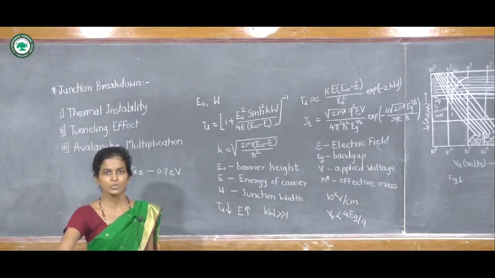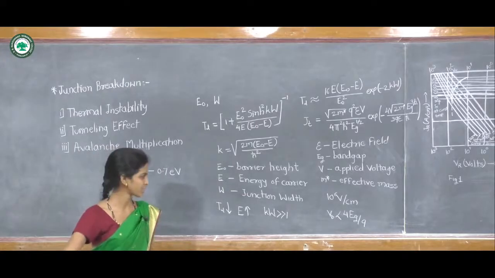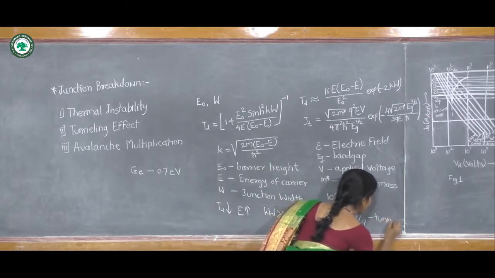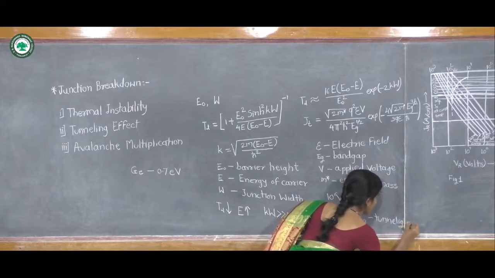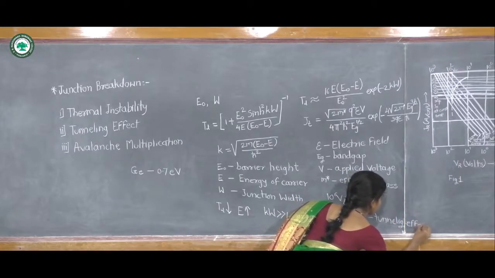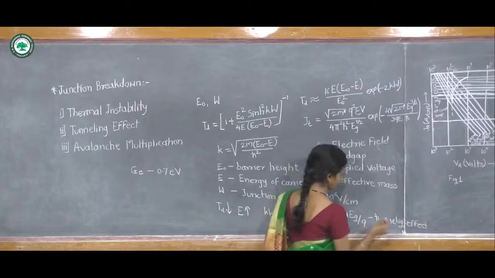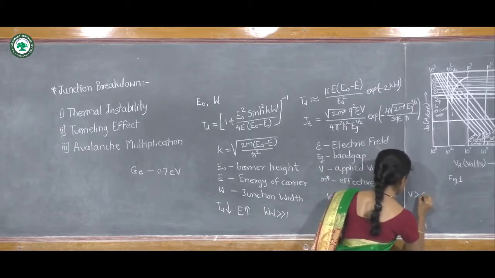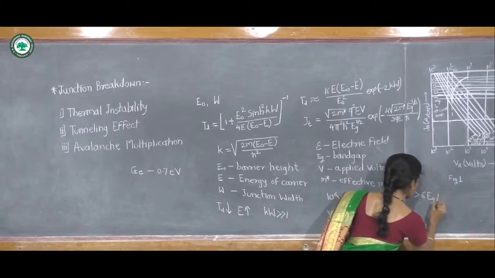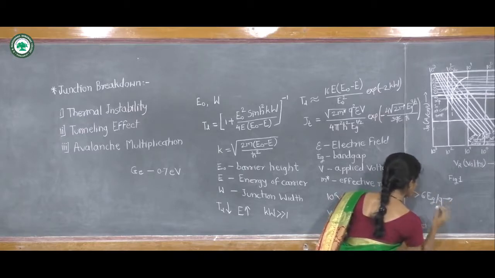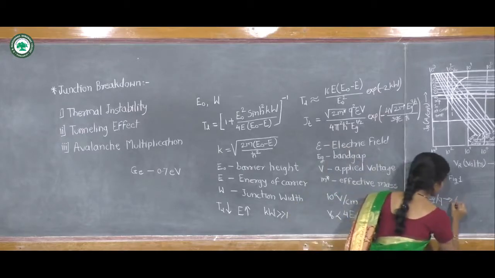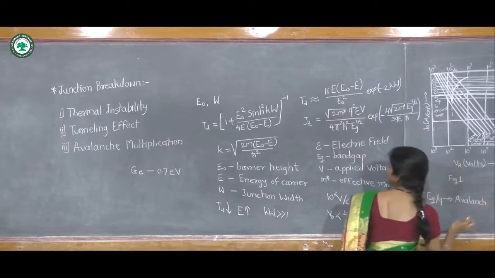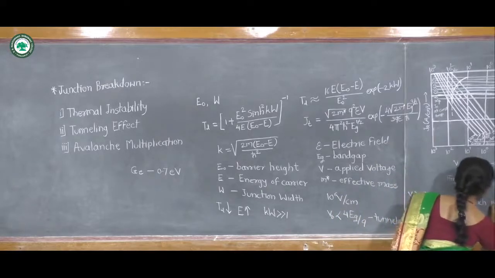is found to be due to the tunneling effect. When this breakdown voltage VB is greater than 6 Eg by q, the breakdown is due to the avalanche mechanism, or avalanche multiplication.